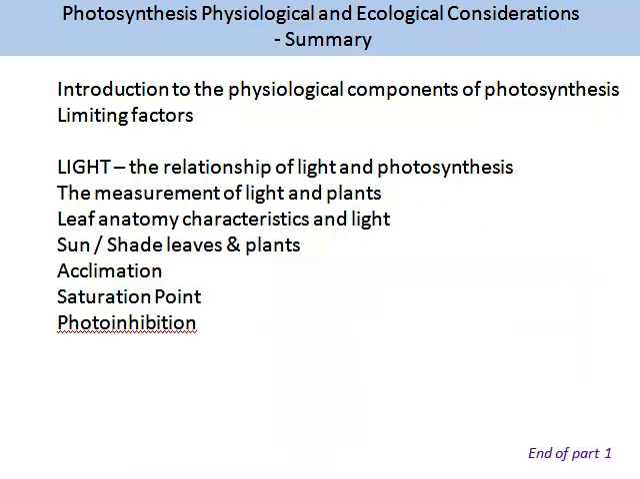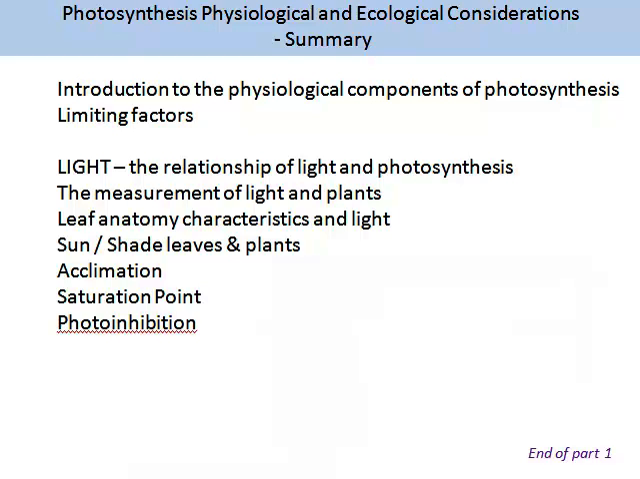This brings us to the end of this part of the lecture. In summary, I hope that you've understood the introduction to the physiological components of photosynthesis, the concepts that some of these factors are limiting and they reduce photosynthetic output. This is important for agriculture as this largely governs yields. Light is one of the very important environmental inputs required for photosynthesis. The complex relationships of light and photosynthesis are described.